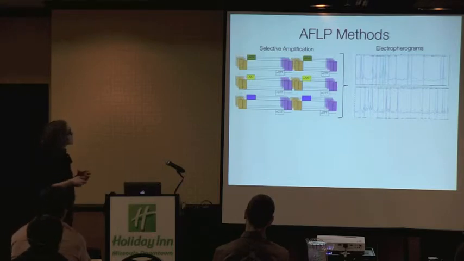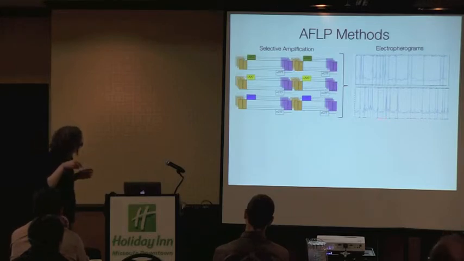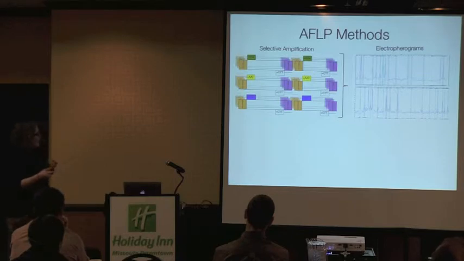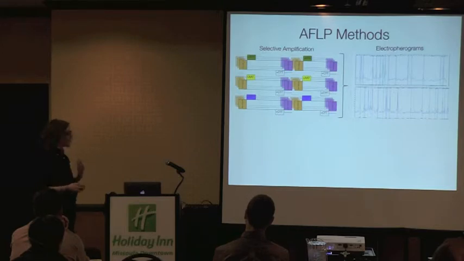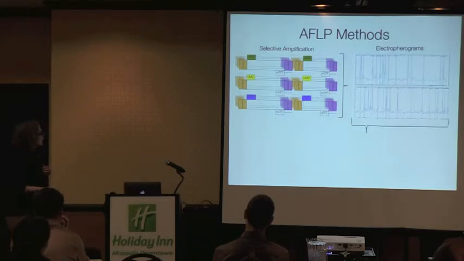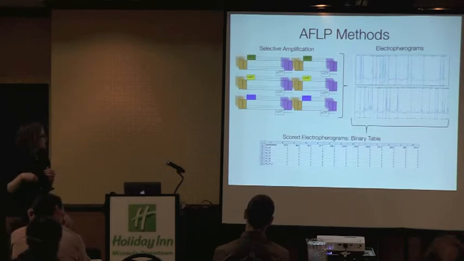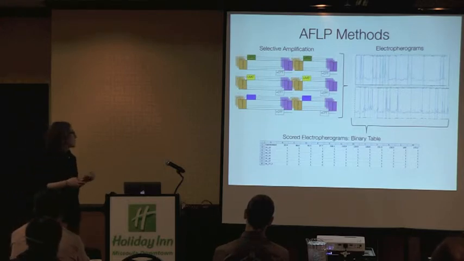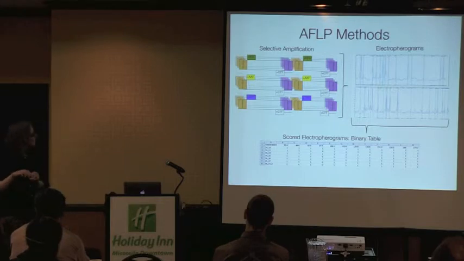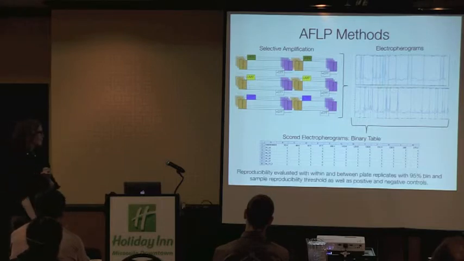So what we do with these is we take replicated samples between and within plates to create bins, which you can sort of see here, which correspond with our alleles. And then we score those bins based on the presence or absence of a peak in them. So that presence-absence data is created by manually scoring the electropherograms, and the output of which is our binary table.